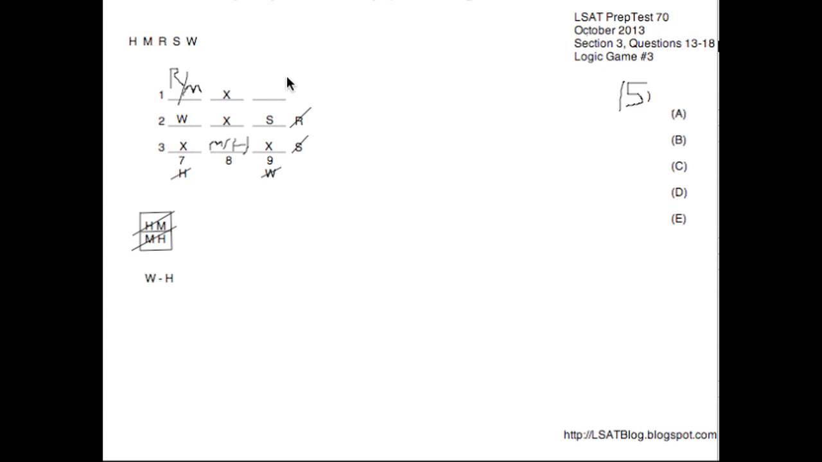We'll just run through the choices here regarding what could be true now. So H on screen 2, could that happen? No, we have WS there, so A is gone. Could we have M on 9? Yes, we could have M on screen 1 at 9 p.m., then have R on screen 1 at 7 p.m., then have H on screen 3 at 8 p.m. That works out perfectly fine, so B is our answer for 15.